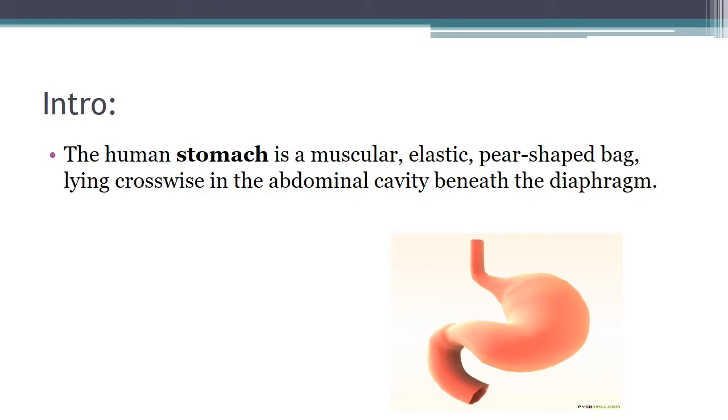The human stomach is a muscular, elastic and pear-shaped bag lying crosswise in the abdominal cavity beneath the diaphragm. Okay, stomach is a muscular and elastic pear-shaped bag which is lying crosswise in the abdominal cavity beneath the diaphragm.